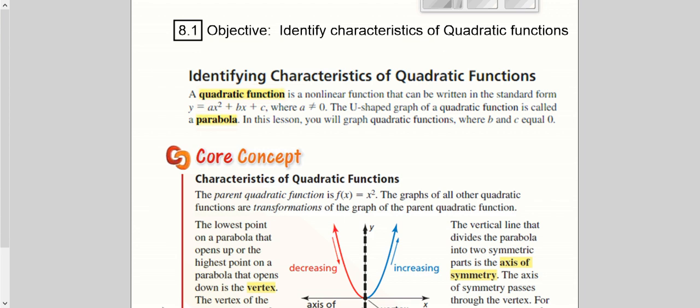This is lesson 8.1. Our objective: identify characteristics of quadratic functions. Identifying characteristics of quadratic functions.